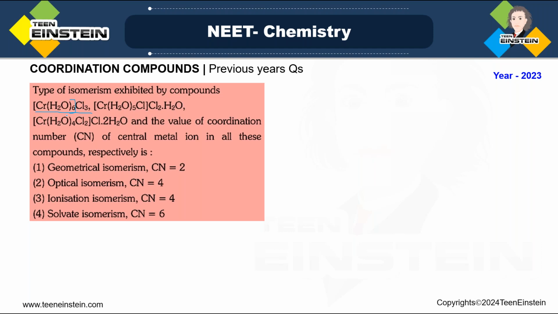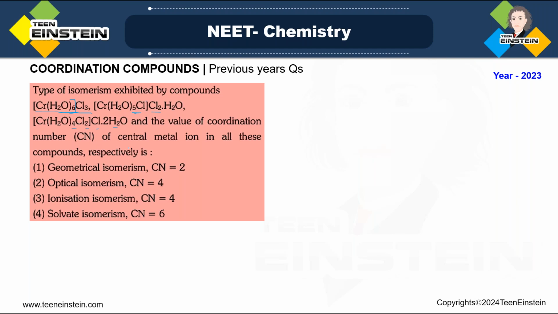There will be a bracket. Then the second complex is chromium with 5 H2O ligands, 1 chlorine, then bracket closed. Outside we have 2 chlorine and 1 water molecule. Look at the third complex, chromium with 4 water molecules, 2 chlorine, basically chloride ligand, and outside the coordination sphere we have 1 chloride and 2 water molecules.